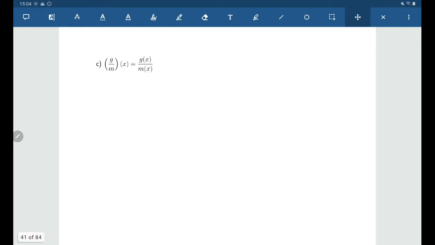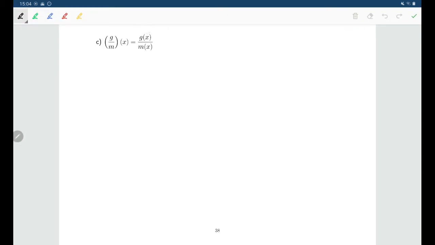Okay, one more. This is now looking at the quotient, g divided by m. And so if we're thinking about the quotient, we need to think about the domain as the values of x that are good for the numerator, the values of x that are good for the denominator, and also exclude any value of x that makes the denominator 0. So we're going to actually have to think about not just where g and m are defined, but also where is m potentially equal to 0, and that value would have to be excluded as well.